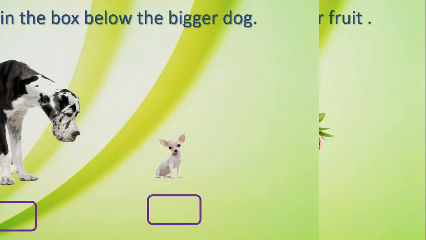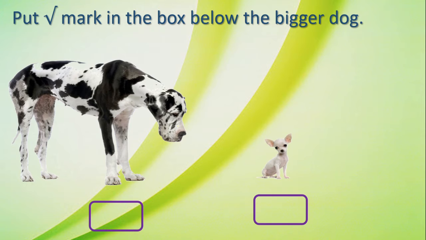Now we will move to the next one. See again, put right mark in the box below the bigger dog. Here we can see 2 dogs. Yes, one is a big dog, one is small in size. Correct? Again we have to put right mark in the box below the bigger dog. Yes, which one? Is this or is this? Yes, you are right. This is the bigger dog. So we will tick mark in this box.